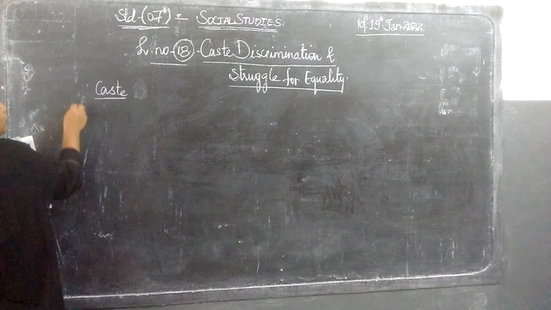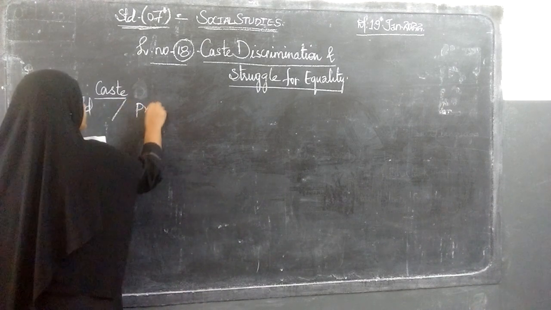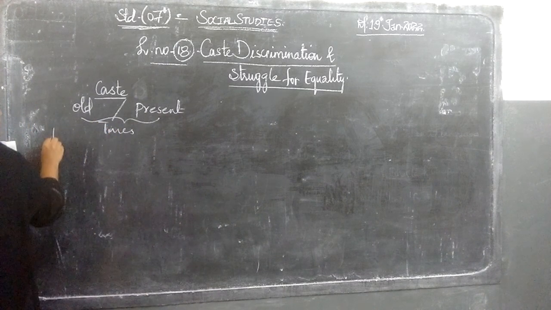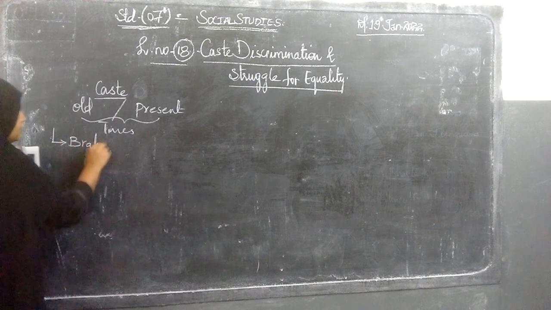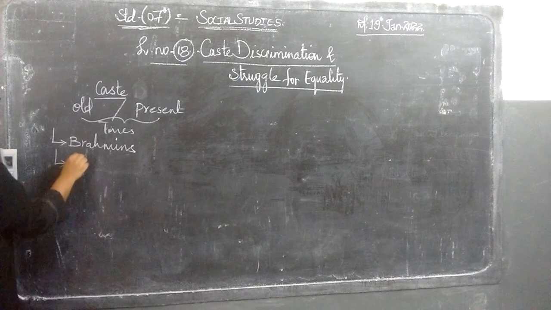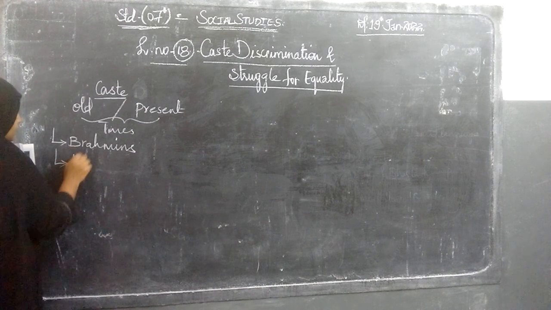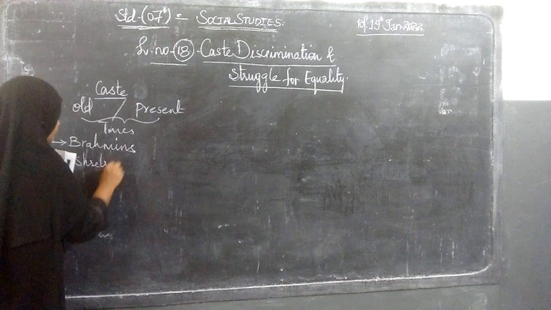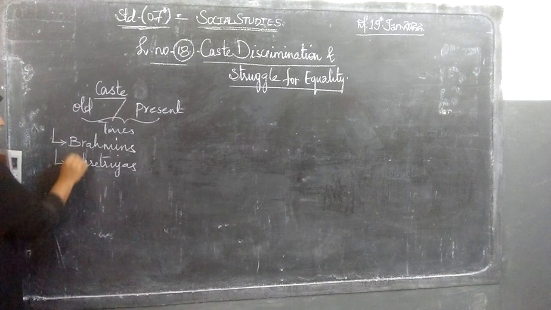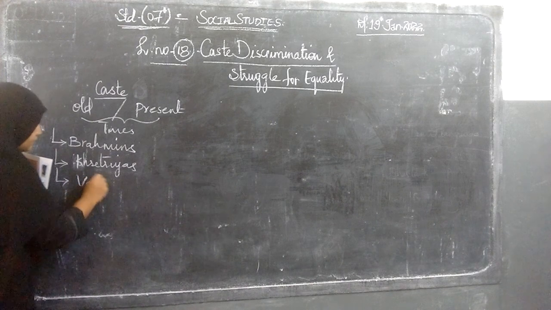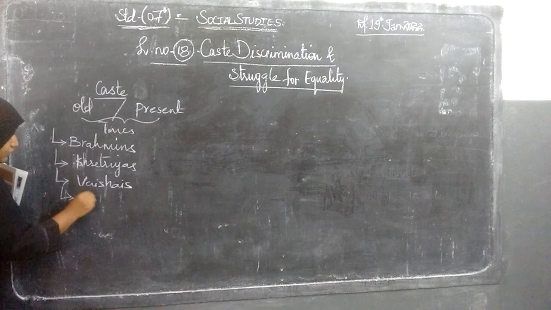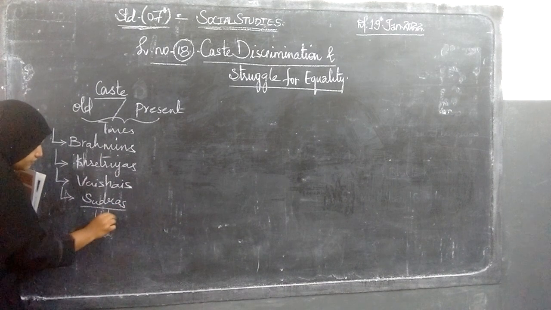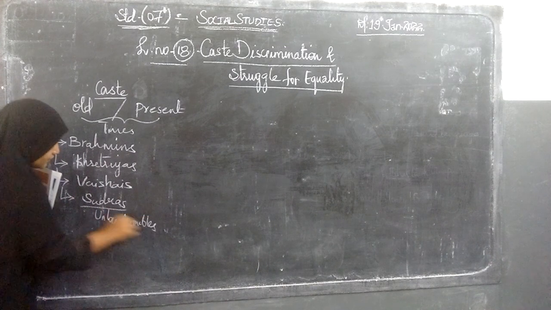We are going to know about caste in the olden times and in the present times. In the olden times, the very first on the ladder was the Brahmins. Second, the Kshatriyas. Third, Vaishyas. Fourth, Shudras, who were considered untouchables.